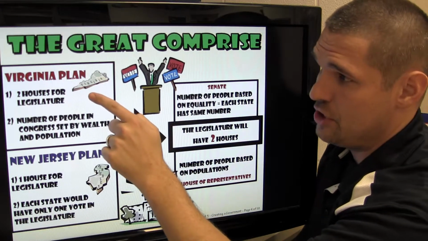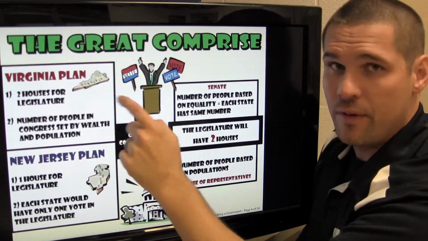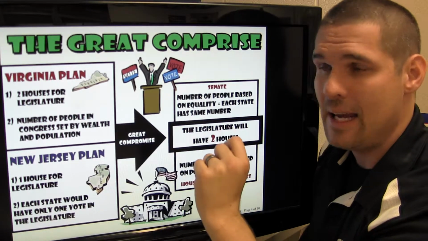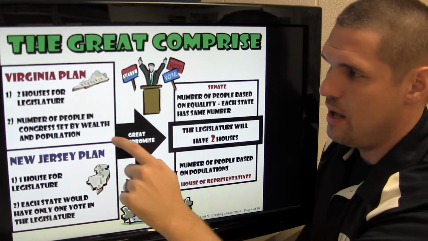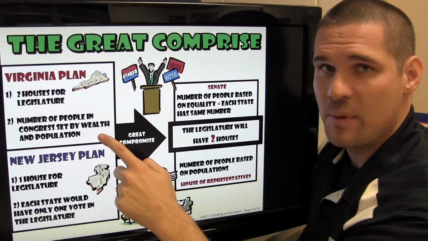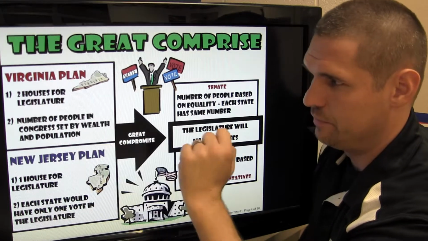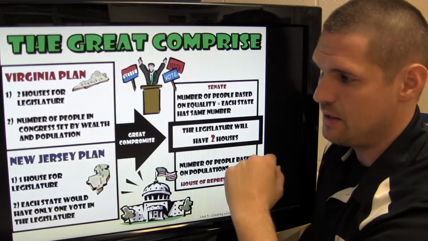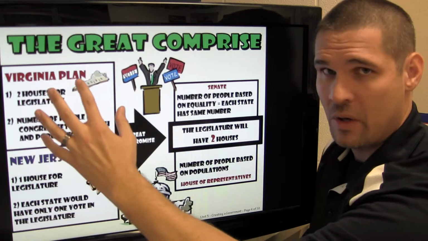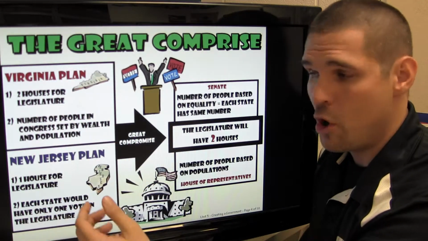So in review, the Virginia plan is calling for a 2-house or bicameral legislature. The number of people in Congress is going to be set by population. This is good for the big states. The small states say, hold on, we don't like this. We're going to have our own plan.